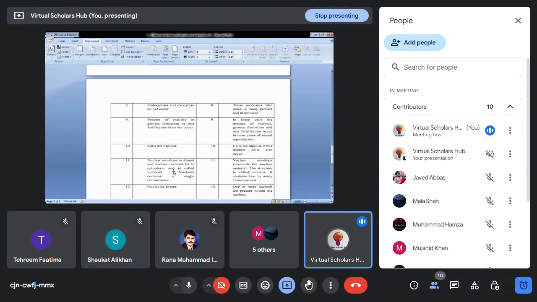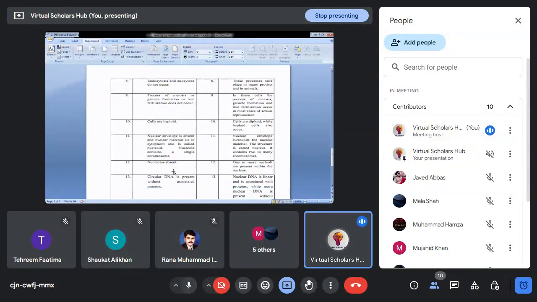Next is the nuclear envelope. Nuclear envelope is absent, so that is why we say that nucleus is absent. Basically, nuclear envelope is absent. It is an important concept. The absence of nucleus doesn't mean that they lack genetic material. DNA, RNA is absent in them? No, nothing like that.